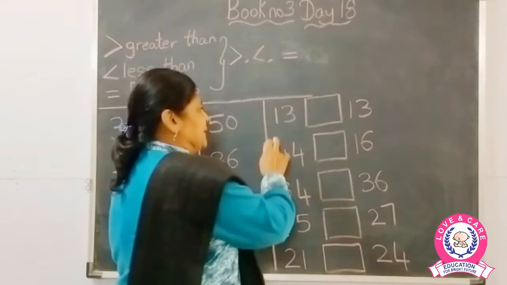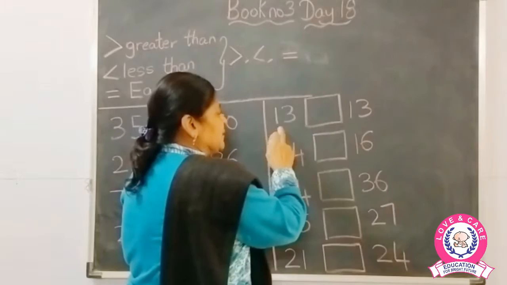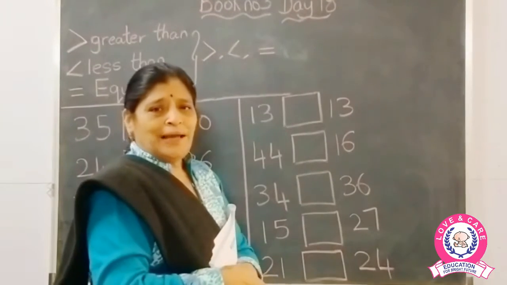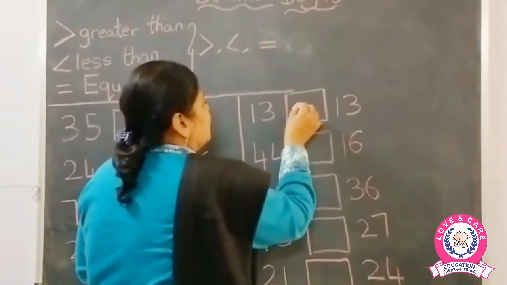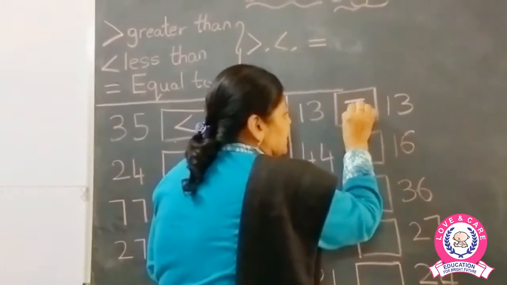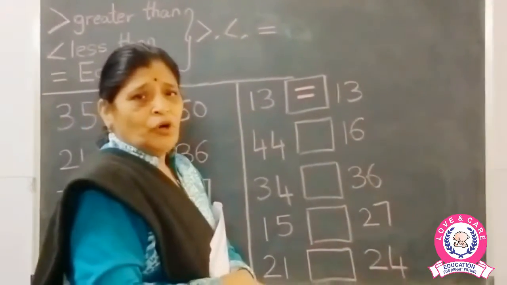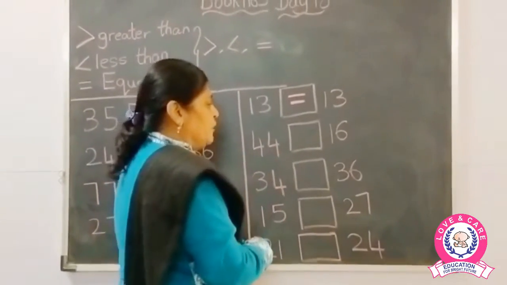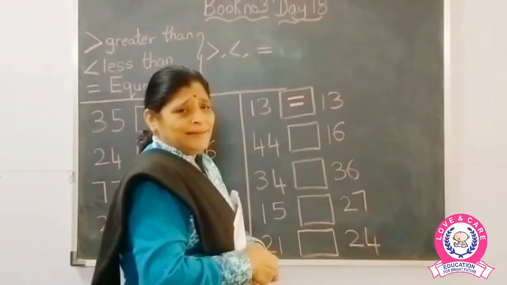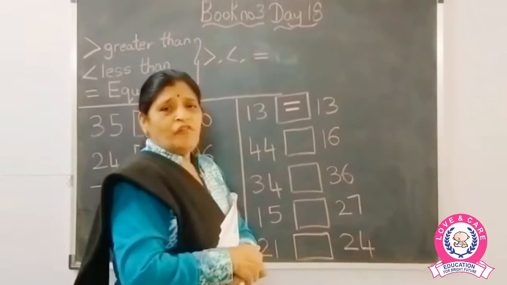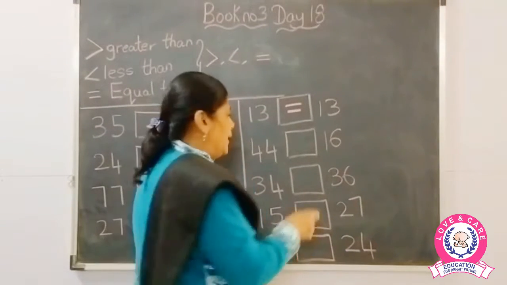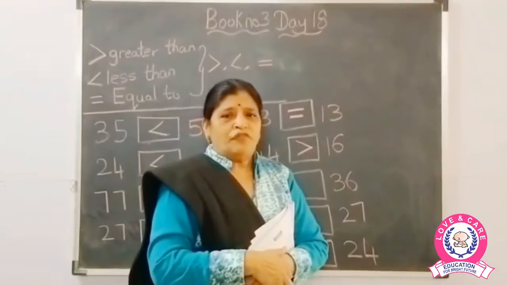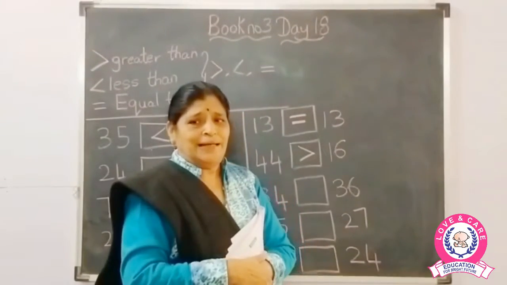Okay, now let's see the next number. Here the number is 30, and here also the number is 30. So which sign are you going to put? Equal to. So how do you make the equal to sign? You draw 2 small sleeping lines. Okay. Now let's go to the next number. 44, and here the number is 60. So here the number 44 is greater. It is the bigger number. So here you have to put the sign like that. And we say it 44 is greater than 60.